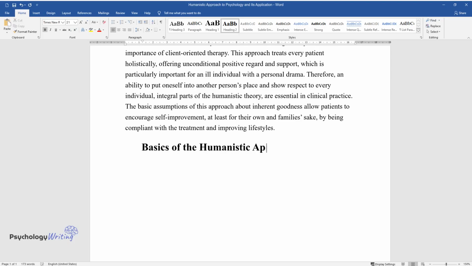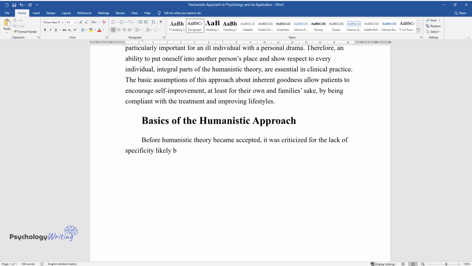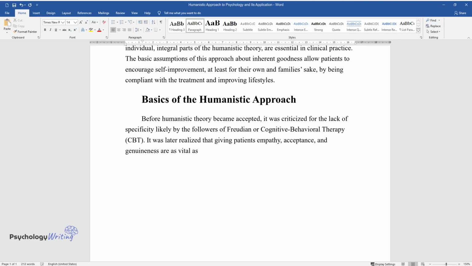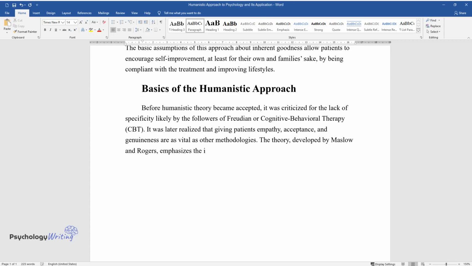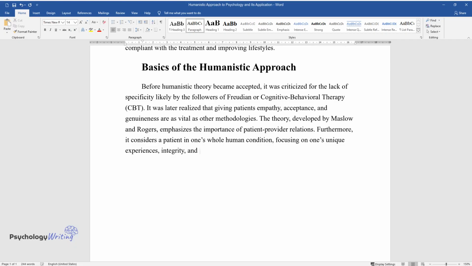Basics of the humanistic approach. Before humanistic theory became accepted, it was criticized for the lack of specificity, likely by the followers of Freudian or cognitive behavioral therapy, CBT. It was later realized that giving patients empathy, acceptance, and genuineness are as vital as other methodologies. The theory, developed by Maslow and Rogers, emphasizes the importance of patient-provider relations. Furthermore, it considers a patient in one's whole human condition, focusing on one's unique experiences, integrity, and meaning-making.